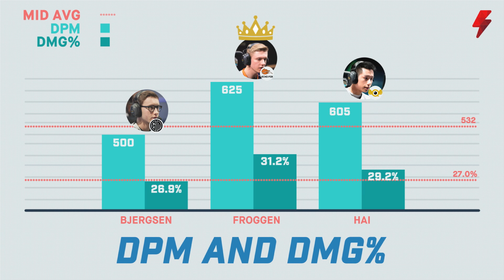You may be surprised to see how much lower Bjergsen's damage numbers are, even though he's played just as many Poke Champions as Froggen and gets more farm. Bjergsen gets a little leeway because his team fights less often than Froggen's, but it's fair to say that Froggen is generating more value from his gold than Bjergsen, as far as damage goes.